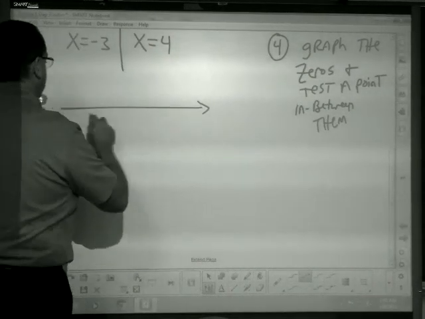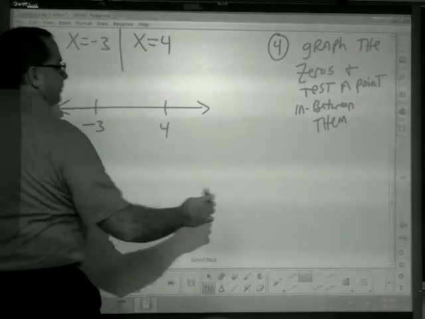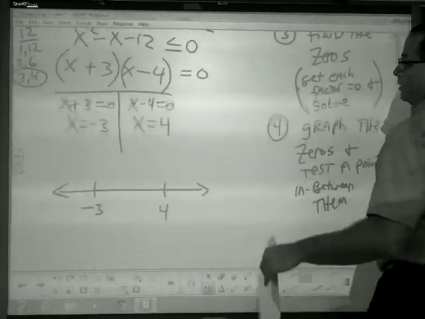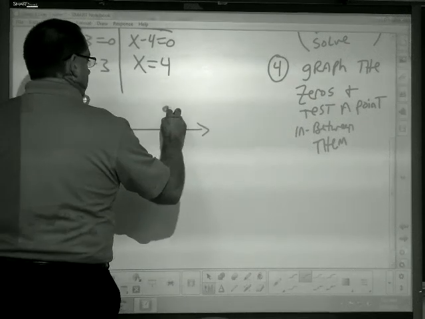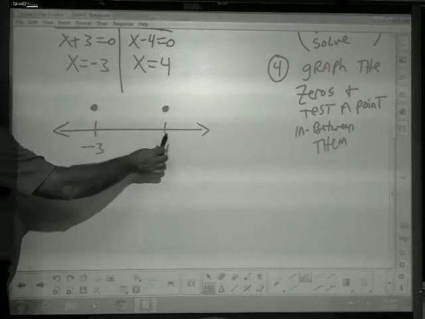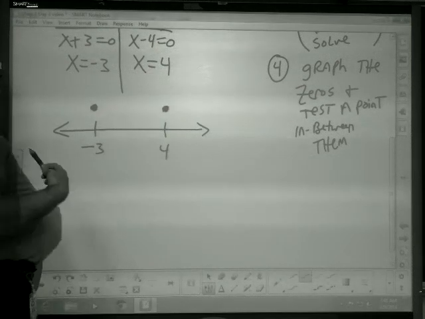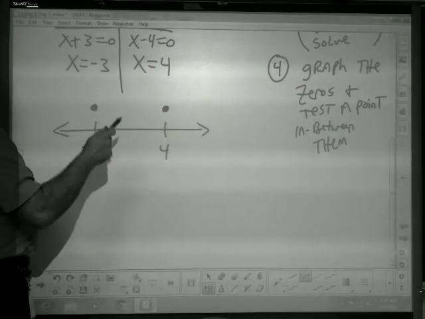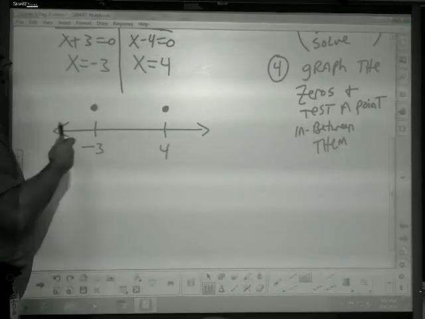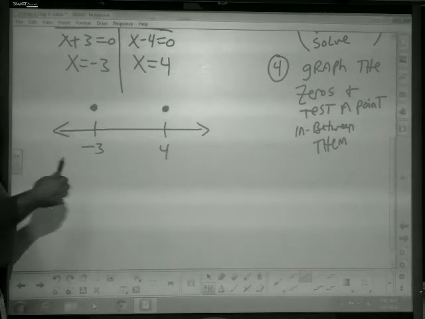So here's my number line. I have a negative 3, positive 4. I look at my original problem. Notice the equal to symbol is there. So I'm going to fill in. But now I'm going to test a point. A convenient number between any negative and positive number is 0. It's always there. And I'm going to try 0. And if 0 works, I'm going to graph where 0 is, which is between them. And if 0 does not work, I'm going to graph away from where 0 is. So you're going to test a point in between.